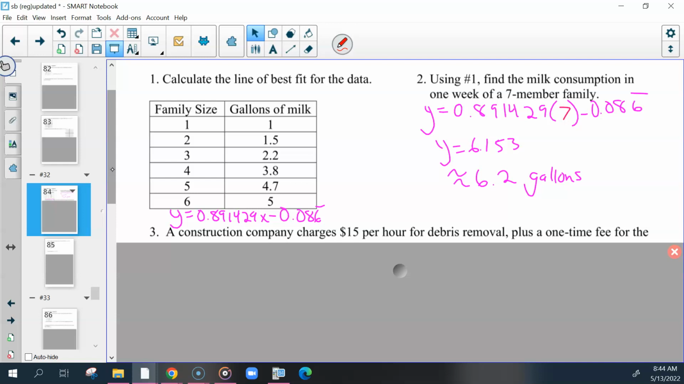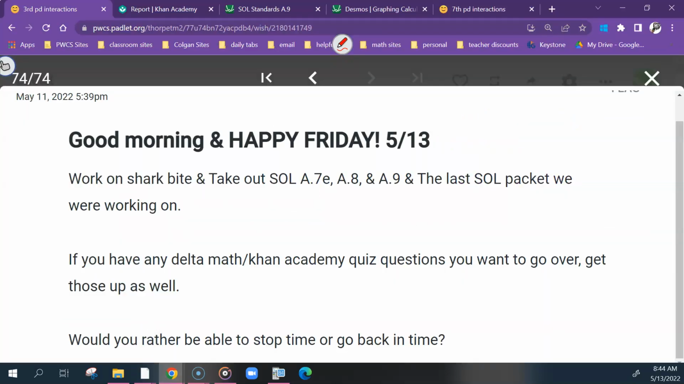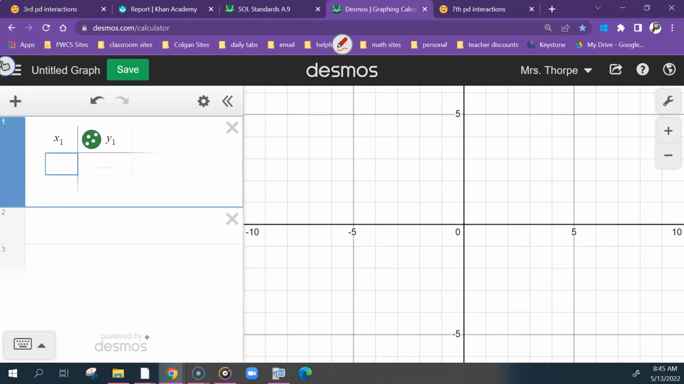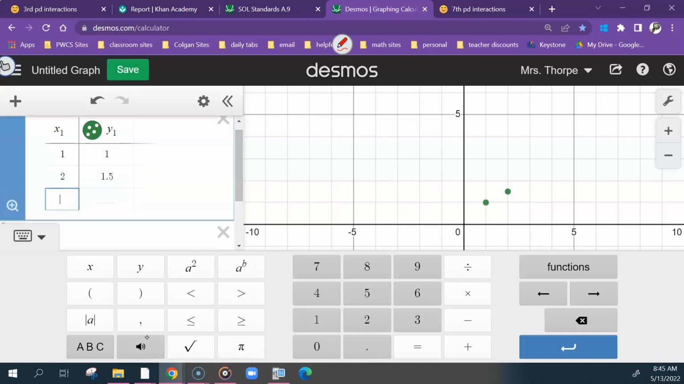Do we need to see how this is done in the calculator or in Desmos? Putting it in. So putting this in, I would add a table. So hit the plus, add a table, and start putting in my values. So 1, 1, 2, 1.5. Once Desmos figures out your pattern, you can fill in the rest of your table by hitting enter.